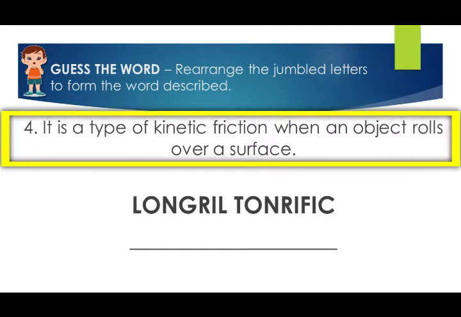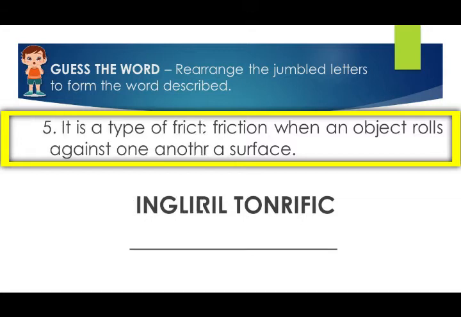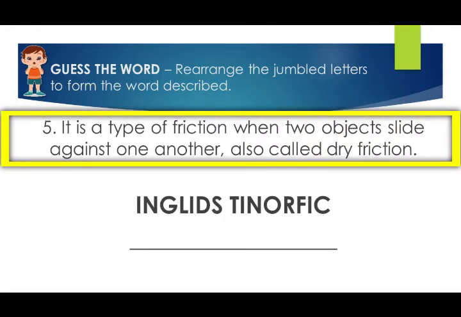Number 4. It is a type of kinetic friction when an object rolls over a surface. Number 5. It is a type of friction when two objects slide against one another, also called dry friction.